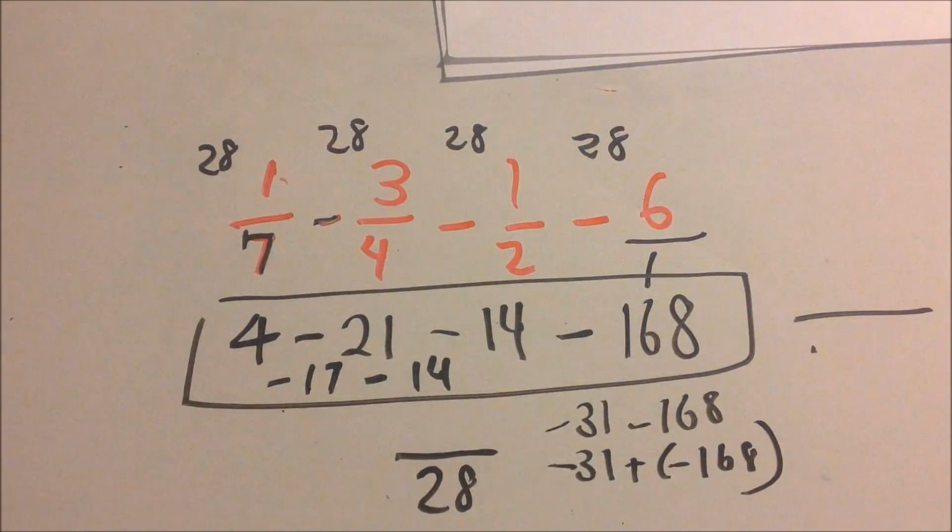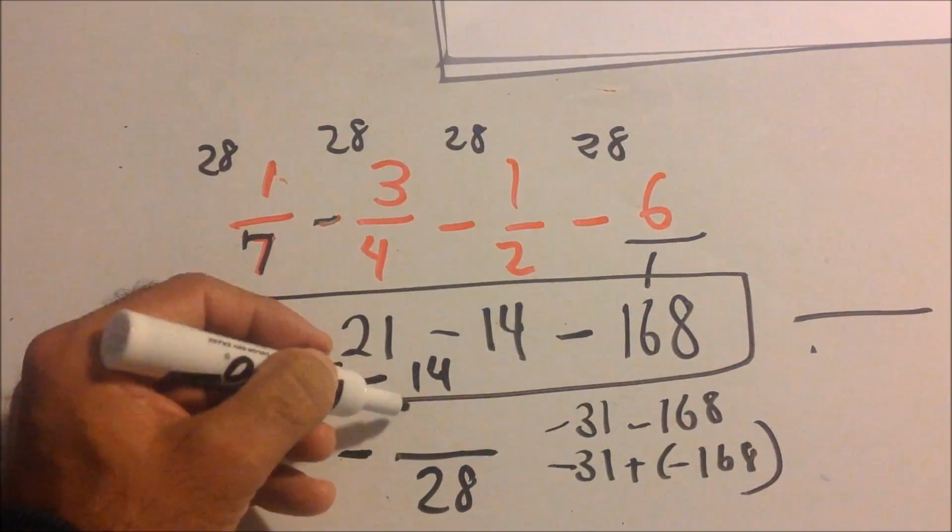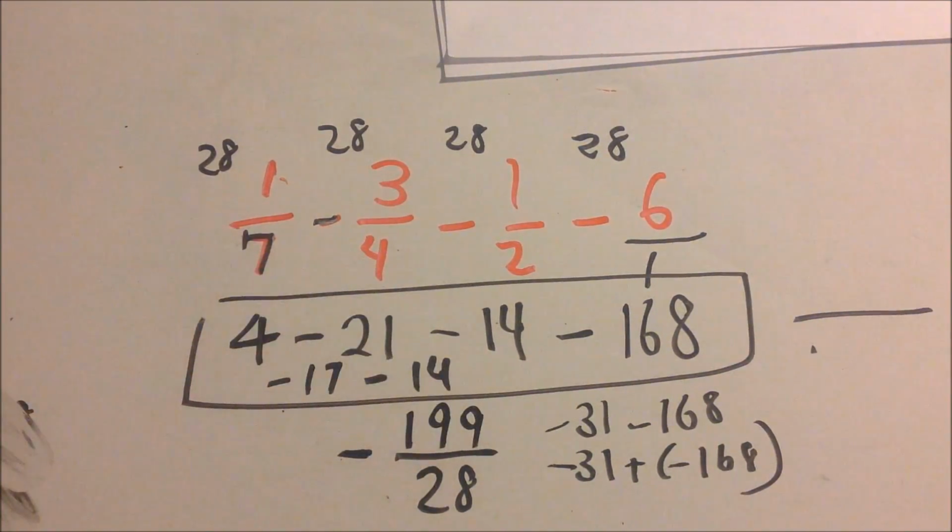Take your time on that. Remember, keep change. And the final answer will have a negative 199 over 28. And you can simplify that if called upon. Otherwise, it's a perfectly good answer.